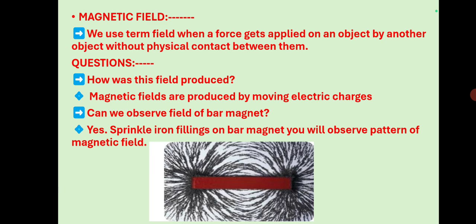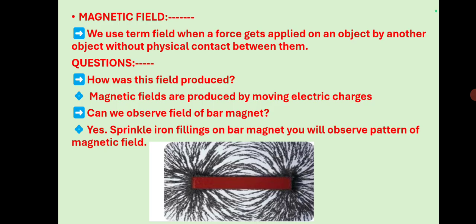So when there is no physical contact, if a force is applied by one object on another object, then we call that area or space a field. Okay, or I can say that the area or space where magnetic effect is present is called a magnetic field. Magnetic effect I am saying, so magnetic field. If I say electric, then electric field. Right? Now some questions. How is this field produced?